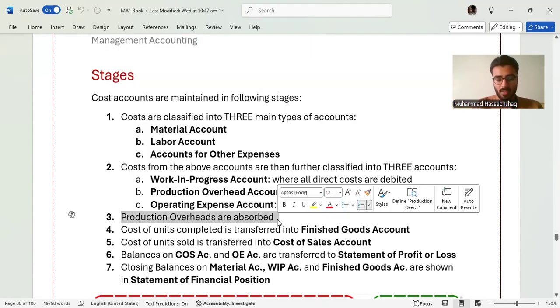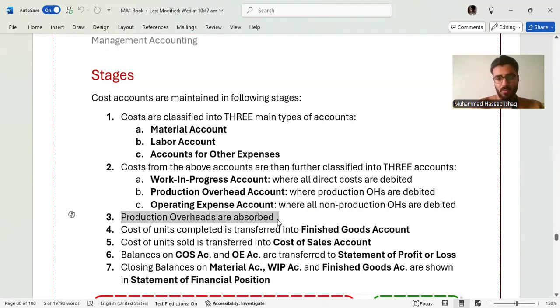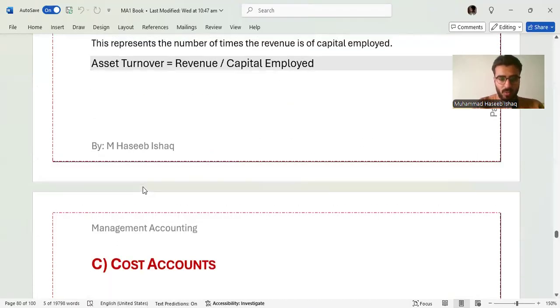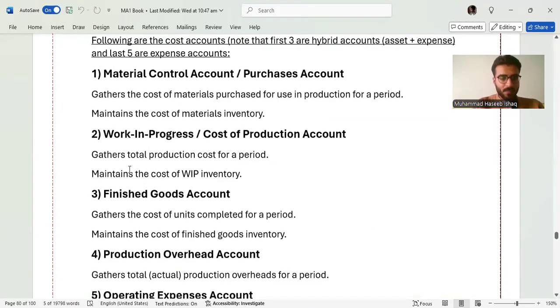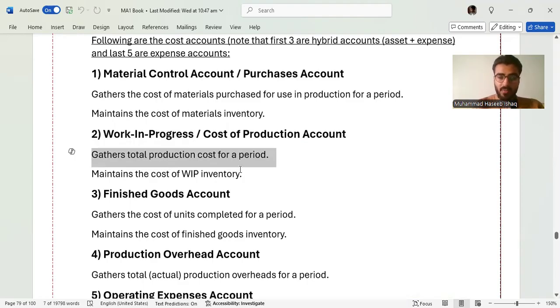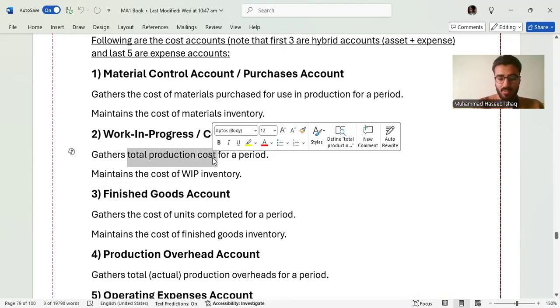So what is the double entry for it? How does this relate to the cost account? You should remember the work in progress account. What is the function that the work in progress account performs? Let's read it here. The work in progress account or cost of production account is the same thing, two names for one account. So what function does it perform? It gets total production cost for every year. We have to note the words written here: total production cost.